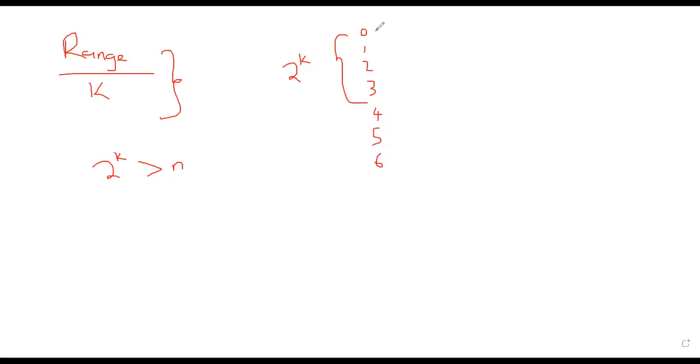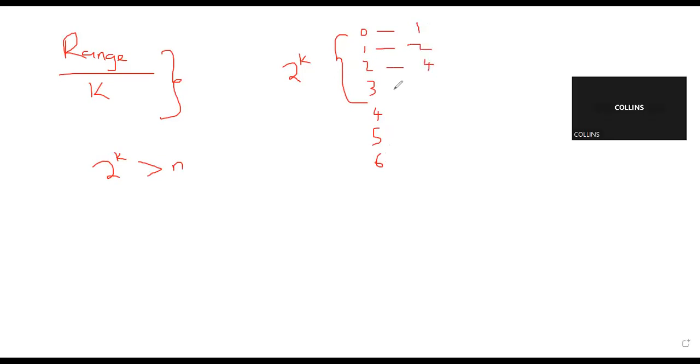So 2 to the power 0, what do we get? We get a 1. 2 to the power 1, we get a 2. 2 to the power 2, we get a 4. 2 to the power 3, we get 8. 2 to the power 4, we get 16. 2 to the power 5, we get 32. 2 to the power 6, we get 64. So these numbers that we are looking at here represent k.